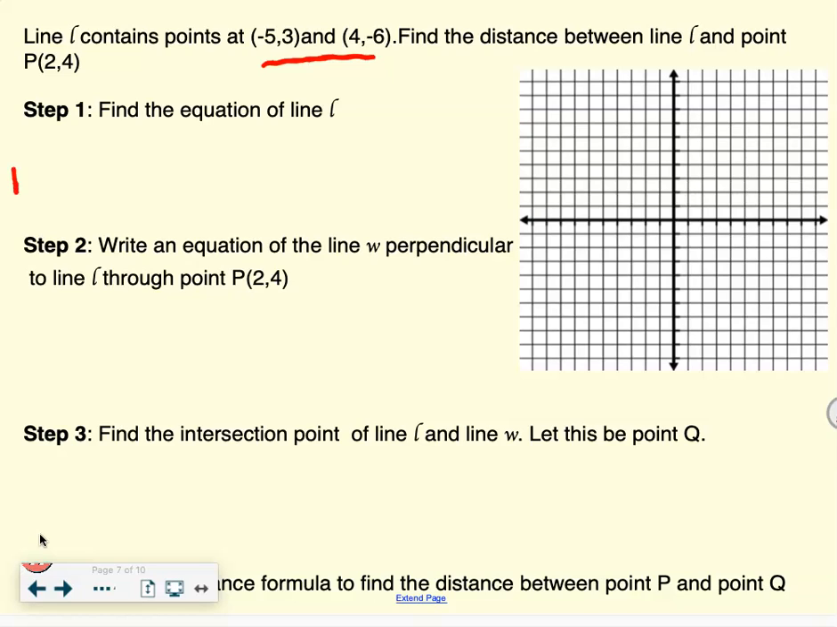So how do we find slope? Y2 minus Y1, over x. You gotta flip them. Yep, rise over run, so your y's go first. So if we plug in, we'll have -6 minus 3 over 4 minus -5.